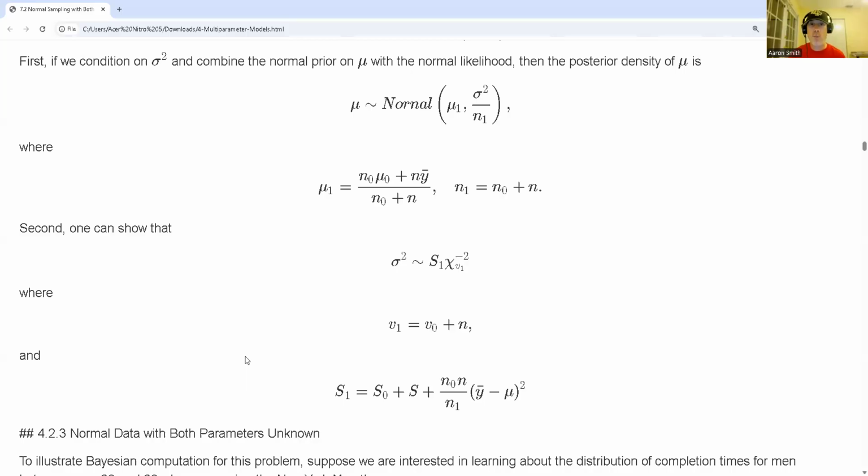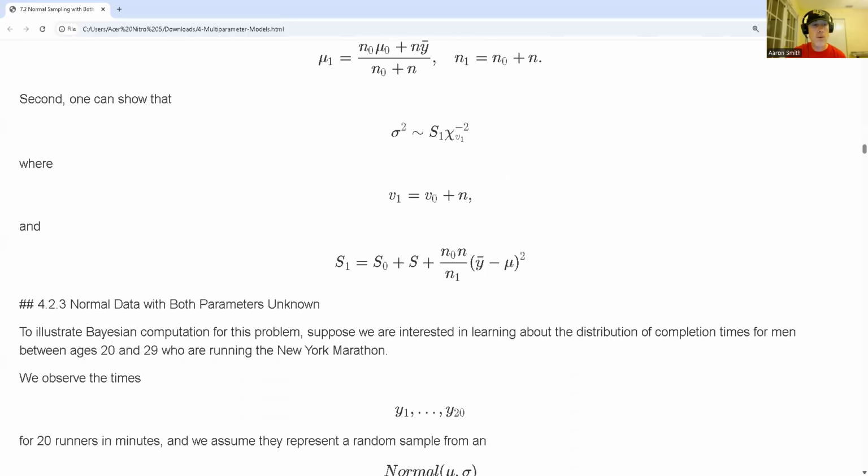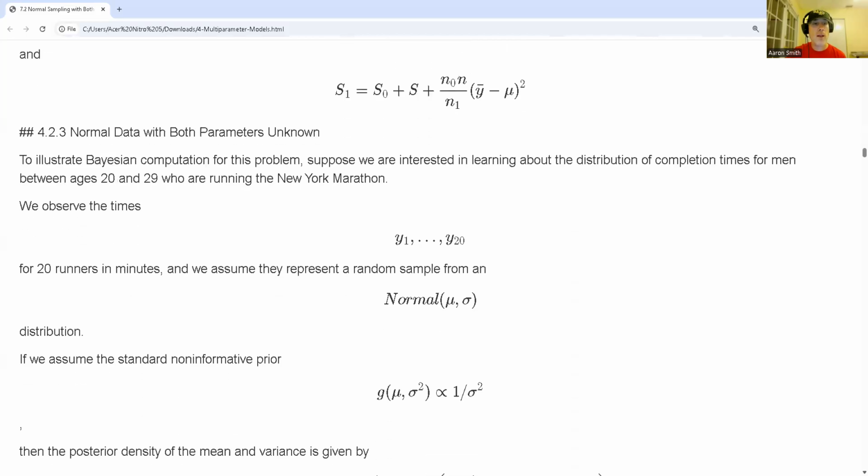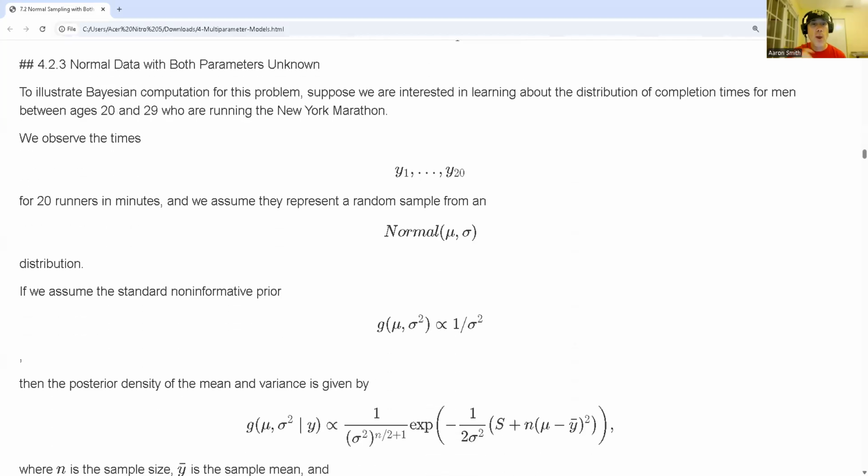If you are following me up to this point, what's on the screen of formulas will be super easy for you. Okay, so now let's talk about normal data with both parameters unknown. That's what we've been talking about so far, but the previous stuff was from notes on Jim's website. Now I'm going back to the textbook.